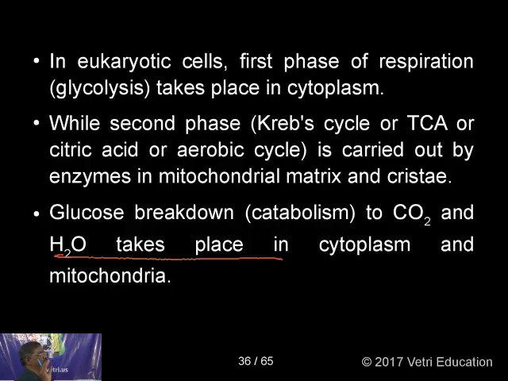In eukaryotic cells, the first phase of respiration is glycolysis. I told you already, it takes place in the cytoplasm. While the second phase, the Krebs cycle or tricarboxylic acid cycle or citric acid cycle or aerobic cycle, is carried out by enzymes in the mitochondrial matrix and cristae. Glucose breaks into carbon dioxide and H2O in the cytoplasm and mitochondria: the first reaction in the cytoplasm and the remaining in the mitochondria.